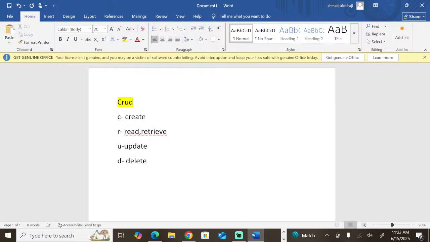This is the language we use to interact with the database, right? Create, read or retrieve, then update or delete. This is the most commonly used terms or queries in SQL. All right.